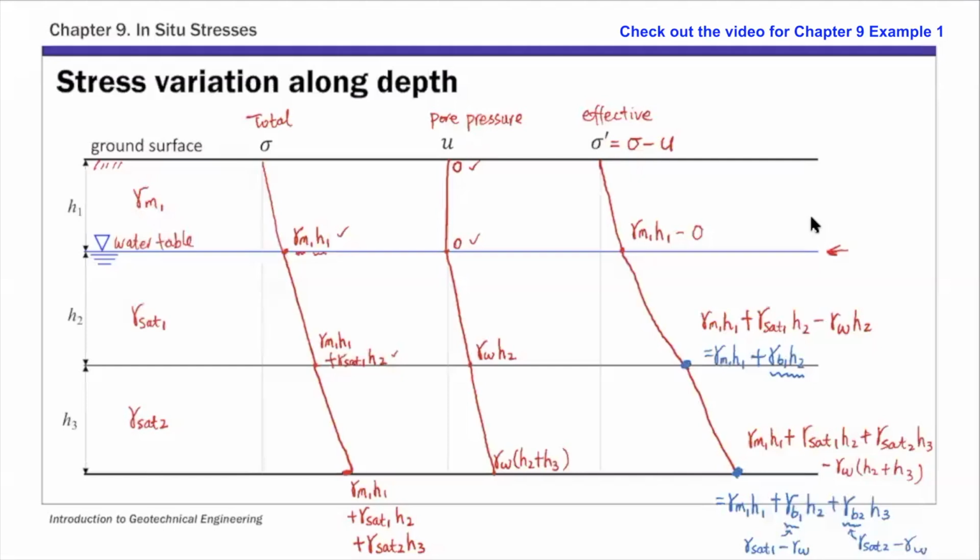So next I want to show one example. I'm going to go over the first example. It's basically a layered soil profile. And instead of using these symbols, we're going to plug in numbers. So I'm going to plug in unit weight numbers to calculate these stresses.